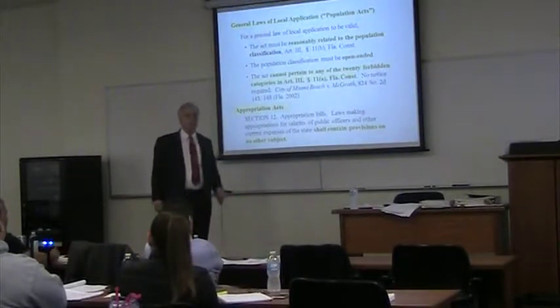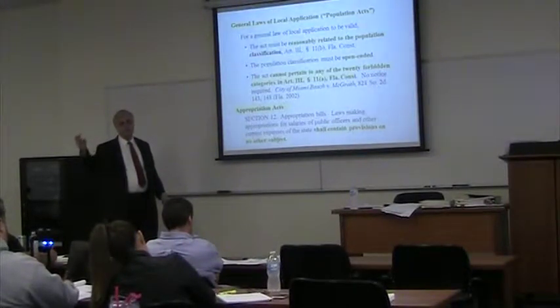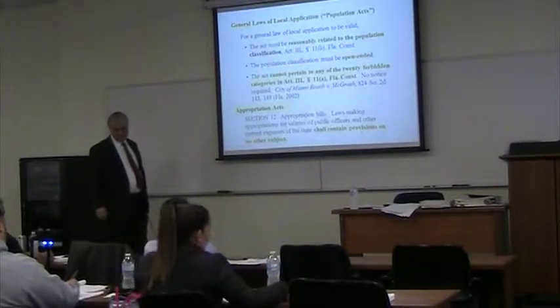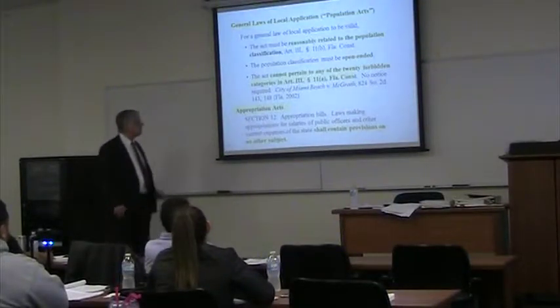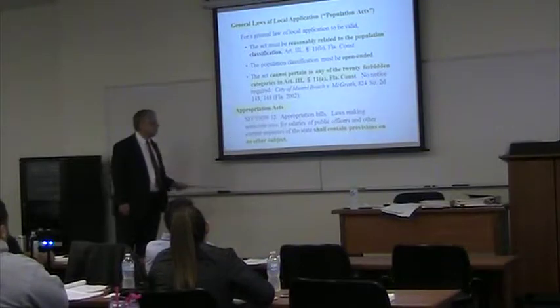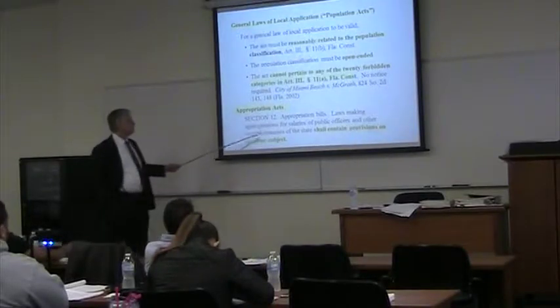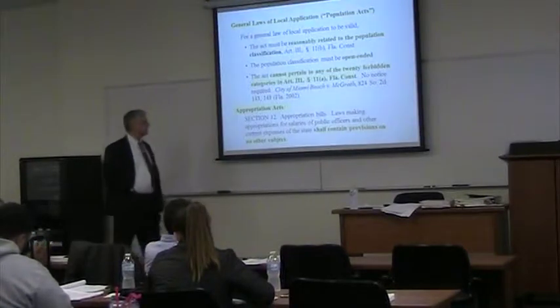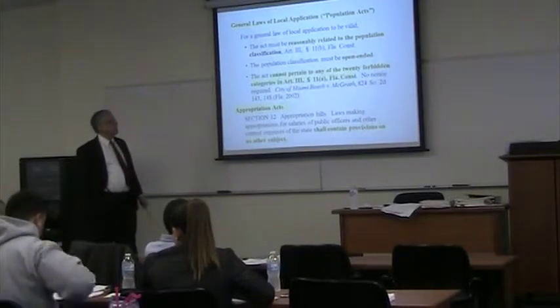It is required by Article 7, Section 1C, which says that no money shall be spent from the public treasury except as provided by law. If that doesn't happen, then the government's not going to function beginning July 1 of every year. For our purposes, Appropriation Acts, which the text says, laws making appropriations for salaries of public officers and other current expenses of the state shall contain provisions on no other subject.